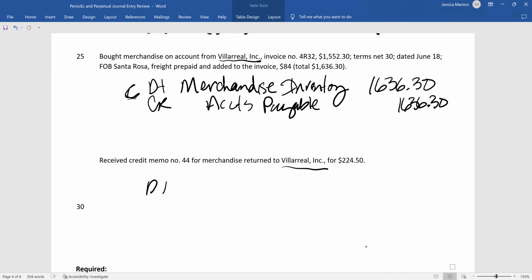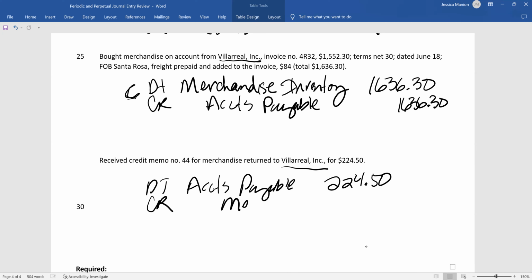We just need to flip-flop this. So we're going to debit accounts payable $224.50. That's going to reduce the accounts payable account, reduce how much we owe them. Credit merchandise inventory. We do not use purchase returns and allowances with the Perpetual system. We just reduce inventory when we return something.